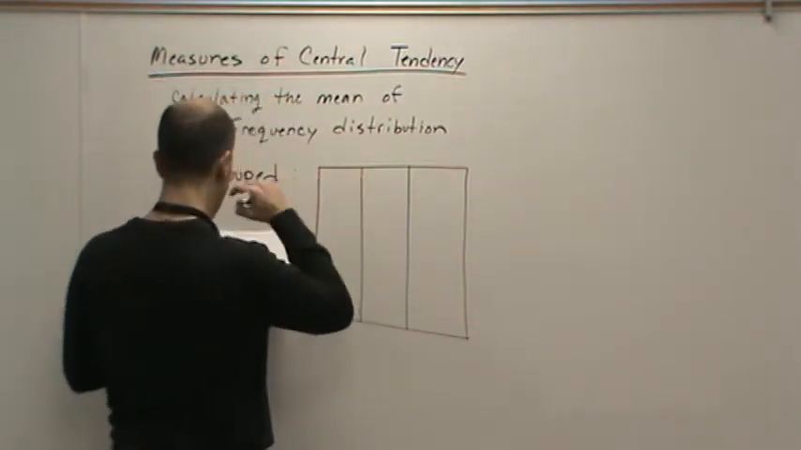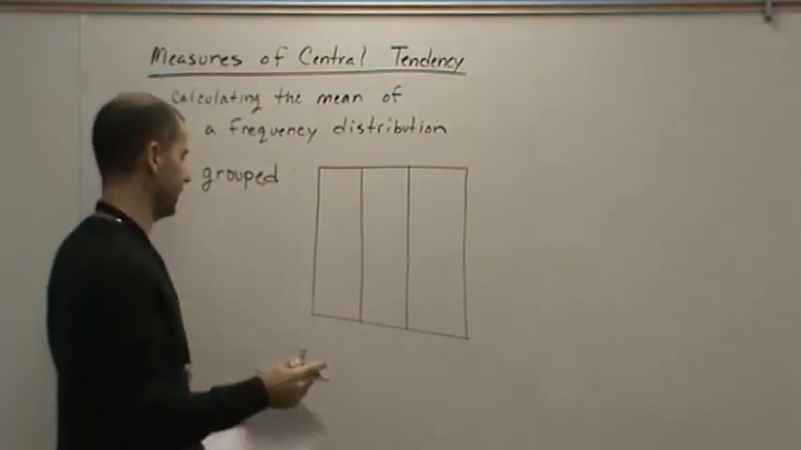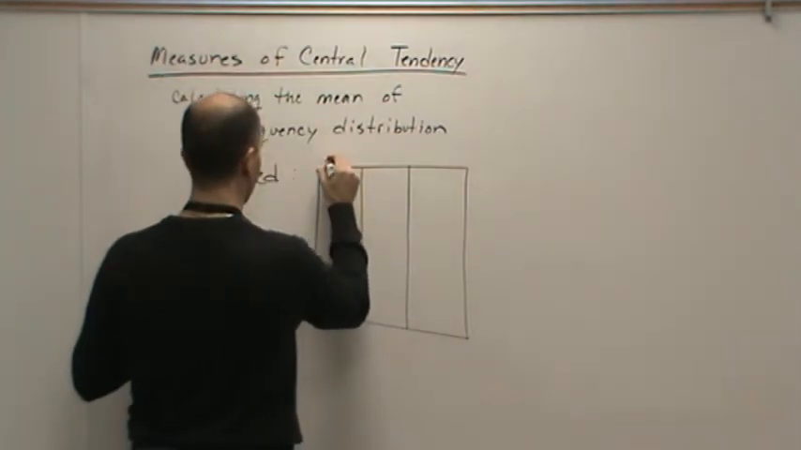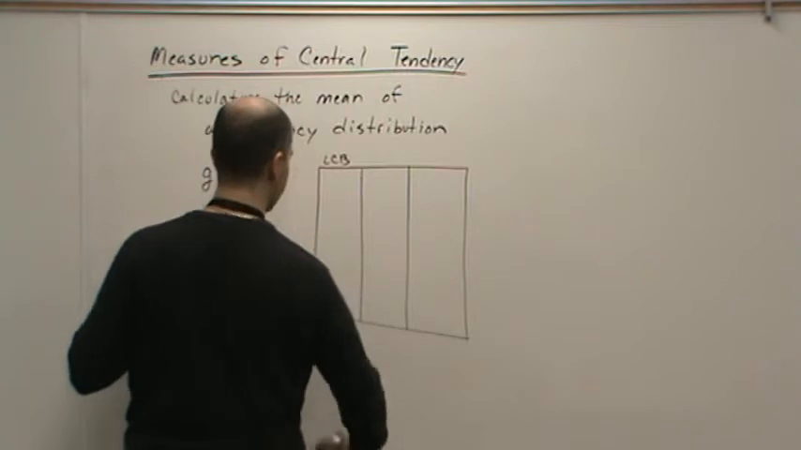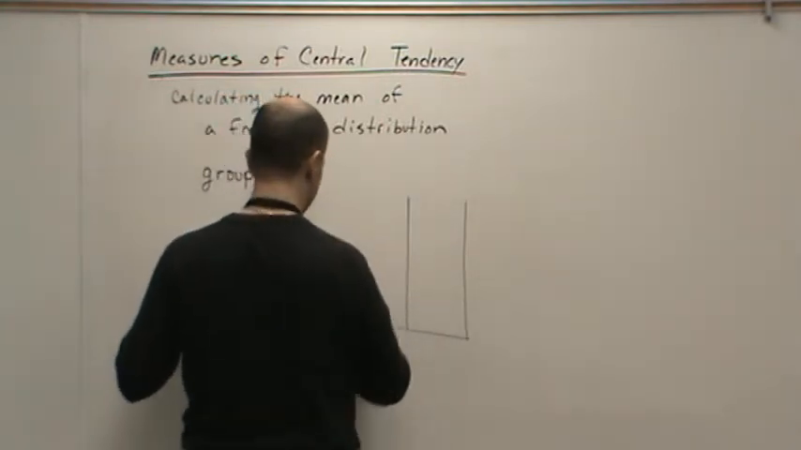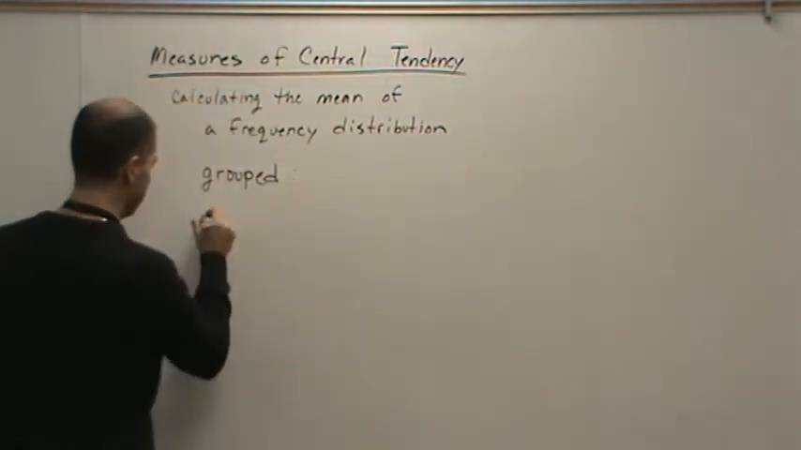So I'm going to use, it doesn't matter if you use the class limits or the class boundaries. I'm going to use the class boundaries. So I'm going to use lower class boundary. Oops, let me do this. I need to rewrite this. Okay, I need 4 columns for this. So let me do it over here.